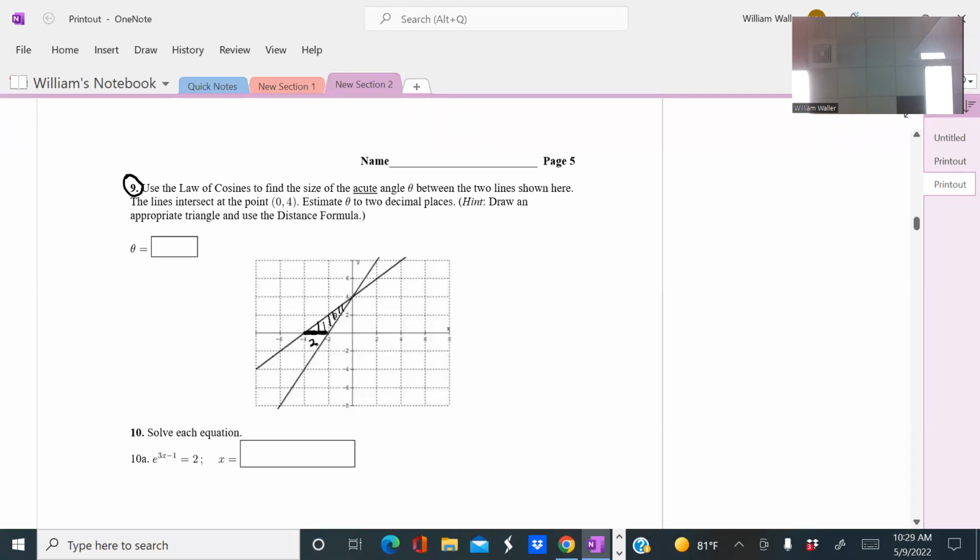Now, to find theta, I want to use the law of cosines. That's the instruction in the problem. Since this is not a right triangle, that's really our only hope, because for triangles that aren't right triangles, all we've learned is the law of cosines. So I really have to use the law of cosines here. So let's label the sides here.